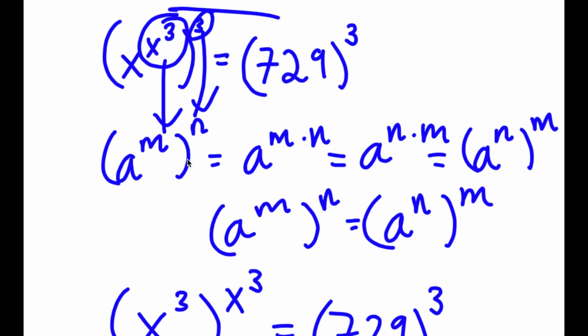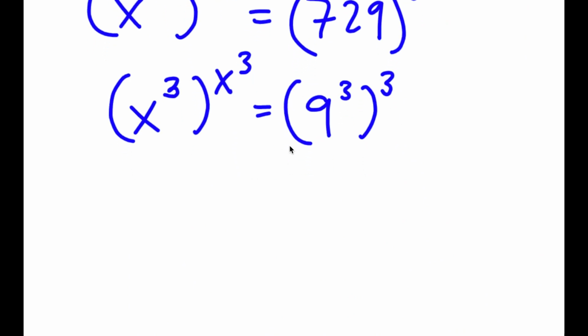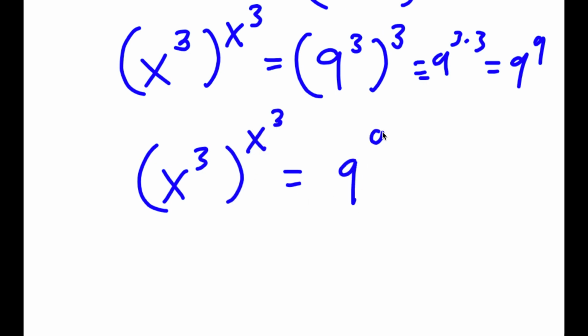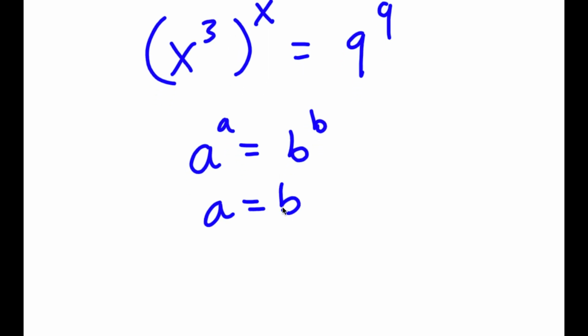And remember again, if I have something in the form a to the power of m to the power of n, this is equal to a to the power of m times n. So 9 to the power of 3 to the power of 3, that's going to equal 9 to the power of 3 times 3, which is equal to 9 to the power of 9. So now I have x to the power of 3 to the power of x to the power of 3 is equal to 9 to the power of 9. And now if I have something in the form a to the power of a is equal to b to the power of b, this means that a is equal to b.